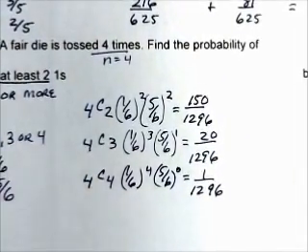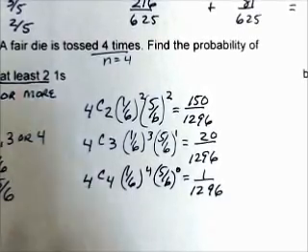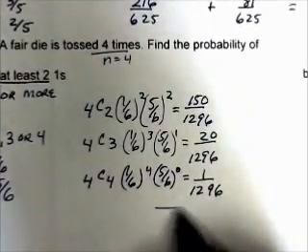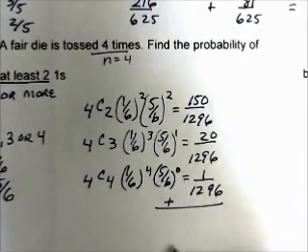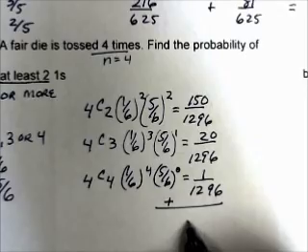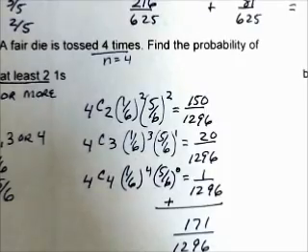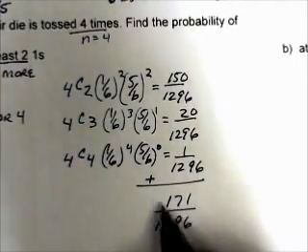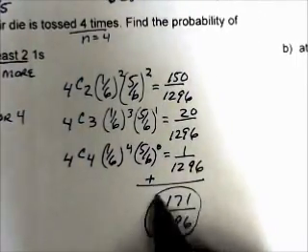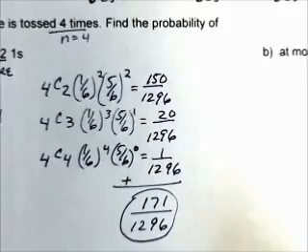So anytime you use a formula, you have to show substitution into the formula. So you need all of this. And then I'm going to add these up, so plus them. And that's 171 over 1,296, or any reduced equivalent fraction, or equivalent decimal, are all correct answers.